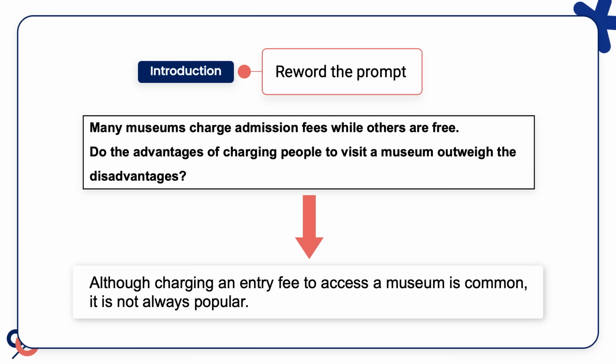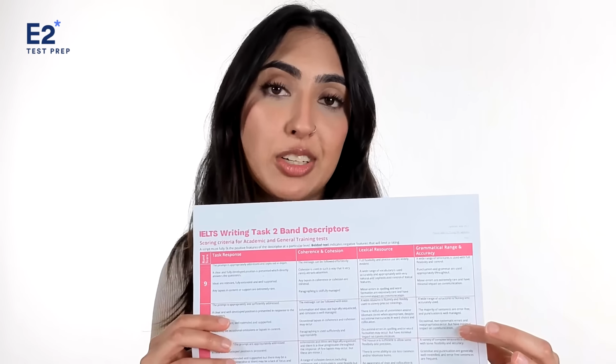Another thing to notice about my sentence is that it's a complex sentence. It begins with the word although, signaling a subordinate or dependent clause, followed by a main or independent clause. Sentences like this will help boost my score in grammatical range and accuracy.